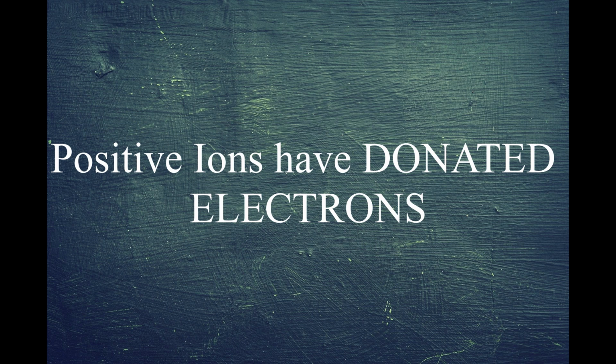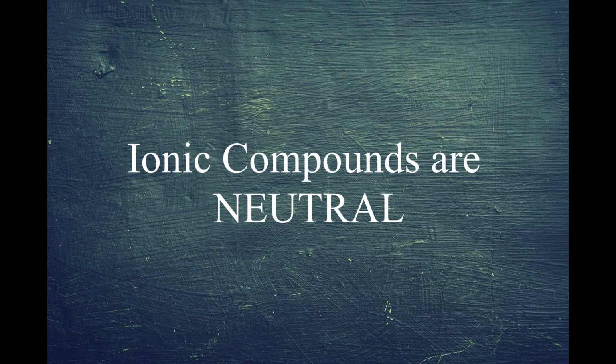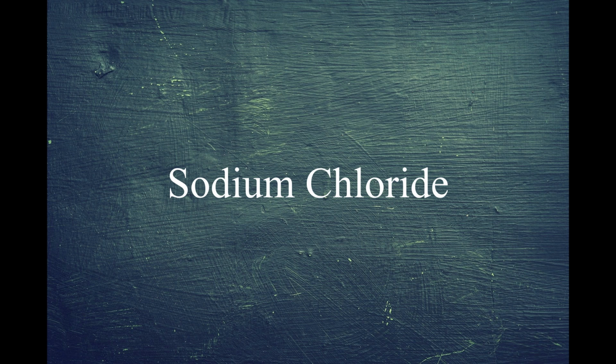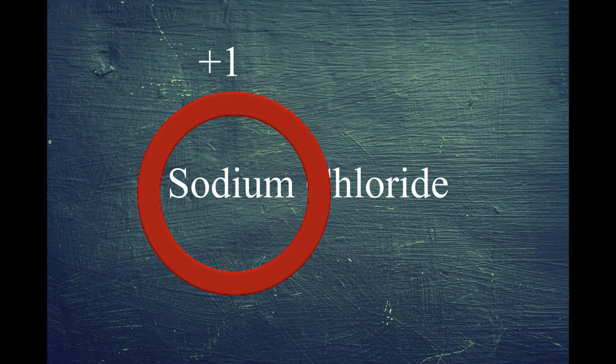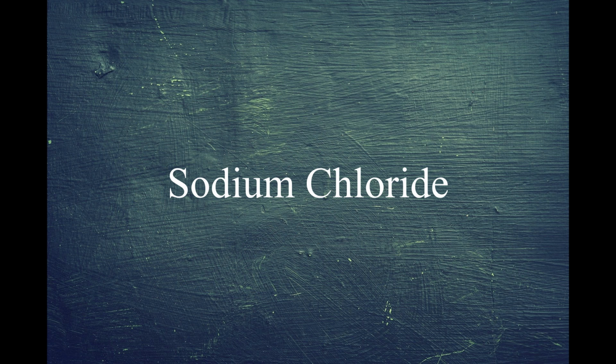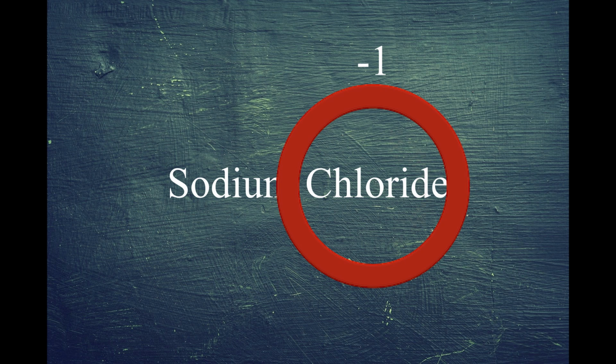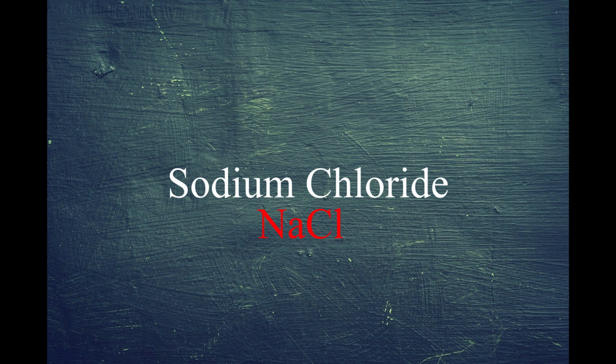Whenever you form an ionic compound, one atom gives an electron or multiple electrons to other atoms. So overall, the charges must be balanced because these compounds are neutral. Let's look at our favorite friend, table salt, aka sodium chloride. We know that sodium forms a +1 charge, which means it loses 1 electron. We know that chlorine forms a -1 charge, which means it gains 1 electron. Since the -1 charge and the +1 charge cancel out, the formula would be NaCl.